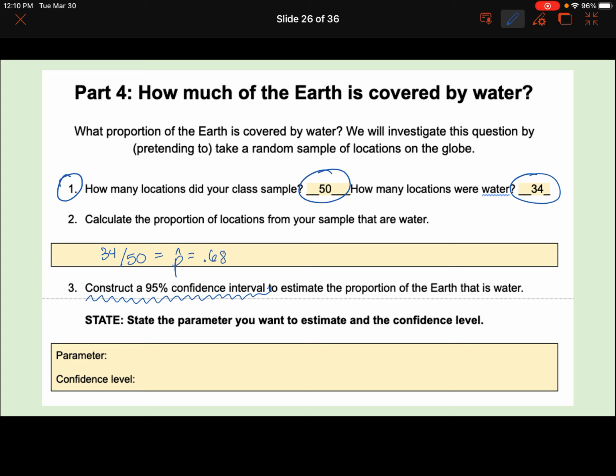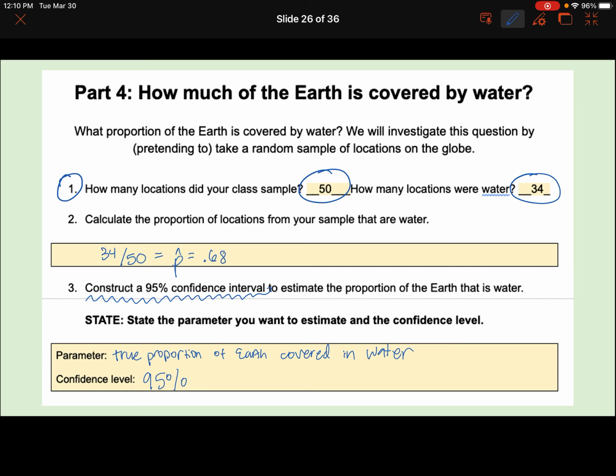All right, so first of all is the state section. So we have to state the parameter and the confidence level. Parameter is what we're trying to find out. So here we're trying to find out the true proportion of earth covered in water. And the confidence level, usually a problem will just tell it to you, which it does here, 95%. So we just have to state that. And that's it. That's our first step. Great. That wasn't too bad, hopefully.